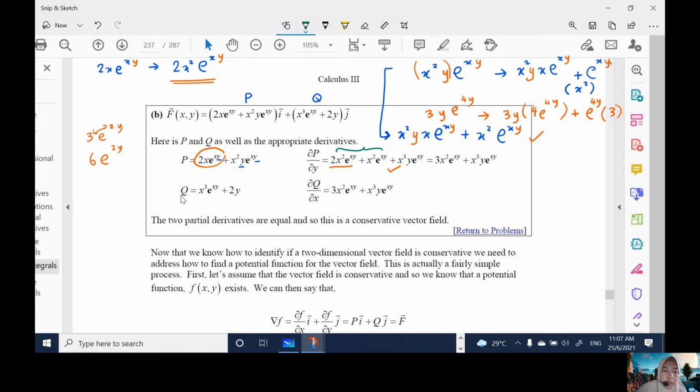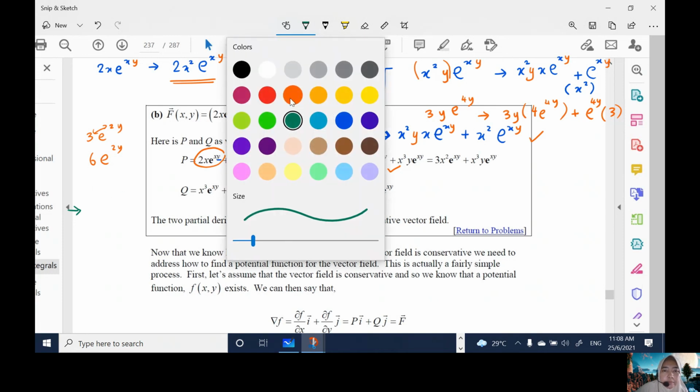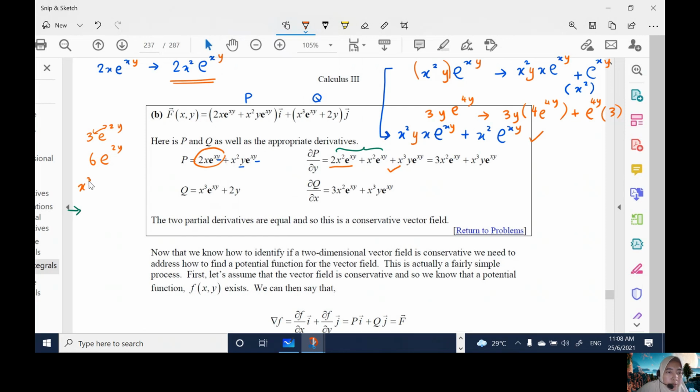Okay, now we move to q. For this q, we have to find the partial derivative with respect to x. So we want to differentiate x power 3 e^(xy). This is the first part that we want to find the derivative of. The variable is x. So x is our main variable. So let me change this notation to x power 3 e^(xy).